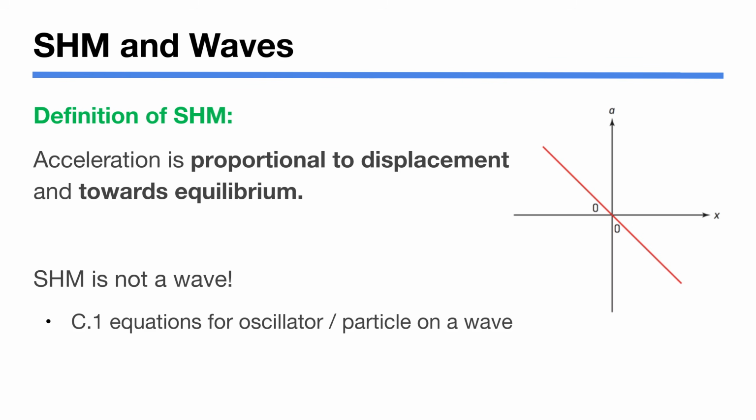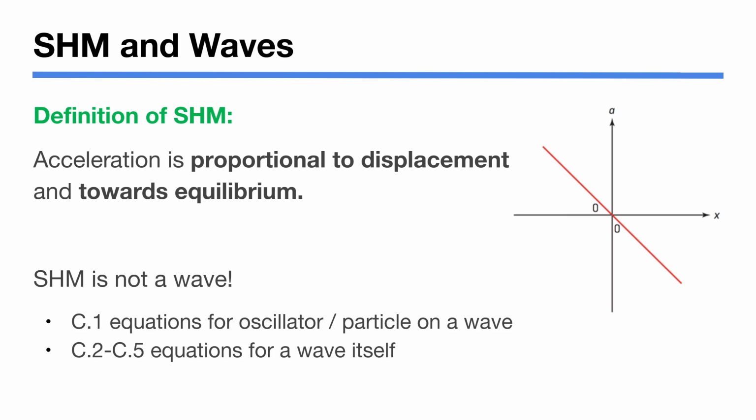Okay, so the best way to think of this is like all of your equations in C.1 are about simple harmonic motion, which is like a single thing going up and down or back and forth, an oscillator. And oftentimes you'll use this for one particle on a wave. So if you've got to find the displacement of one particle on the wave, or its velocity, or its energy, or something, that's what all this C.1 SHM stuff is for.